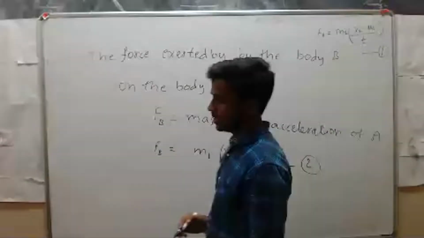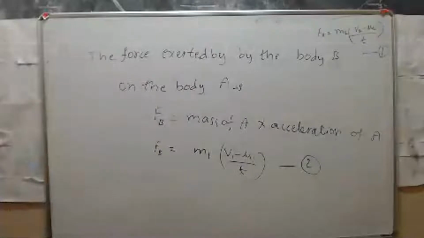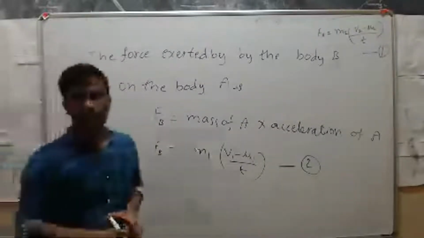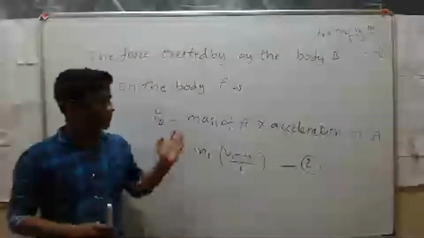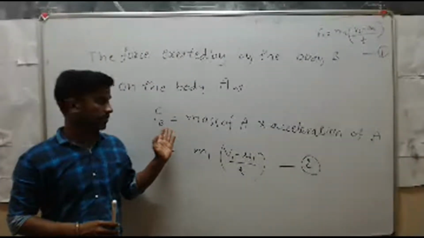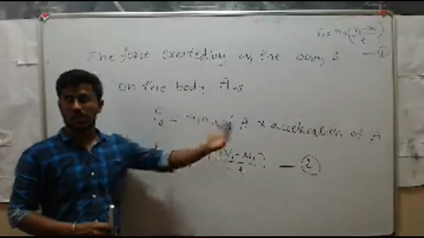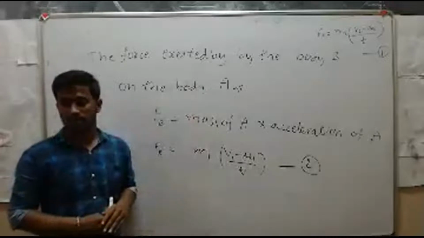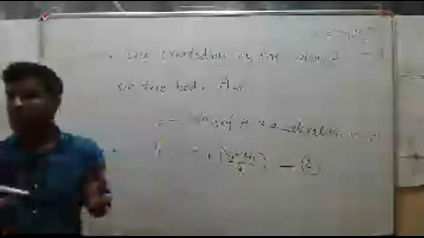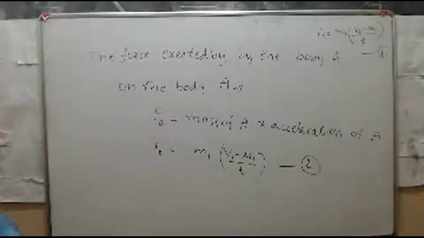What's the next step? You know from Newton's third law of motion, to every action there is an equal and opposite reaction. So both the forces are equal, because body A exerts a force on B, so body B also exerts a force on body A. Both the forces are equal, but they are in opposite directions.